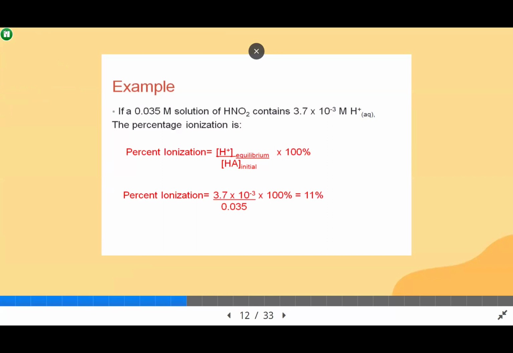For example, if a 0.035 molar solution of HNO2 contains 3.7 times 10 to the negative 3 moles of H plus, what is your percent ionization? It's the concentration of H plus, 3.7 times 10 to the negative 3, over your initial concentration of your acid, 0.035, times 100, and you get 11% ionization.